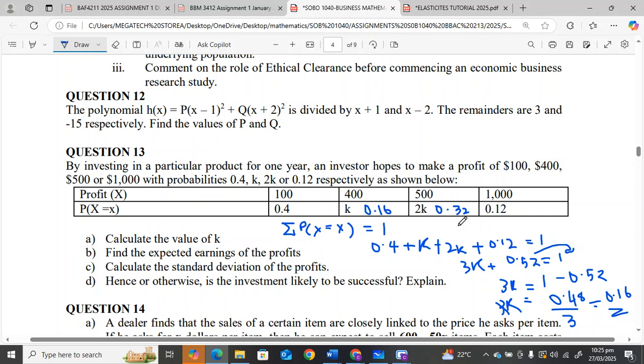Yes. This is basically saying the summation of the probabilities. Have you seen here P(x) equals... These are the probabilities.